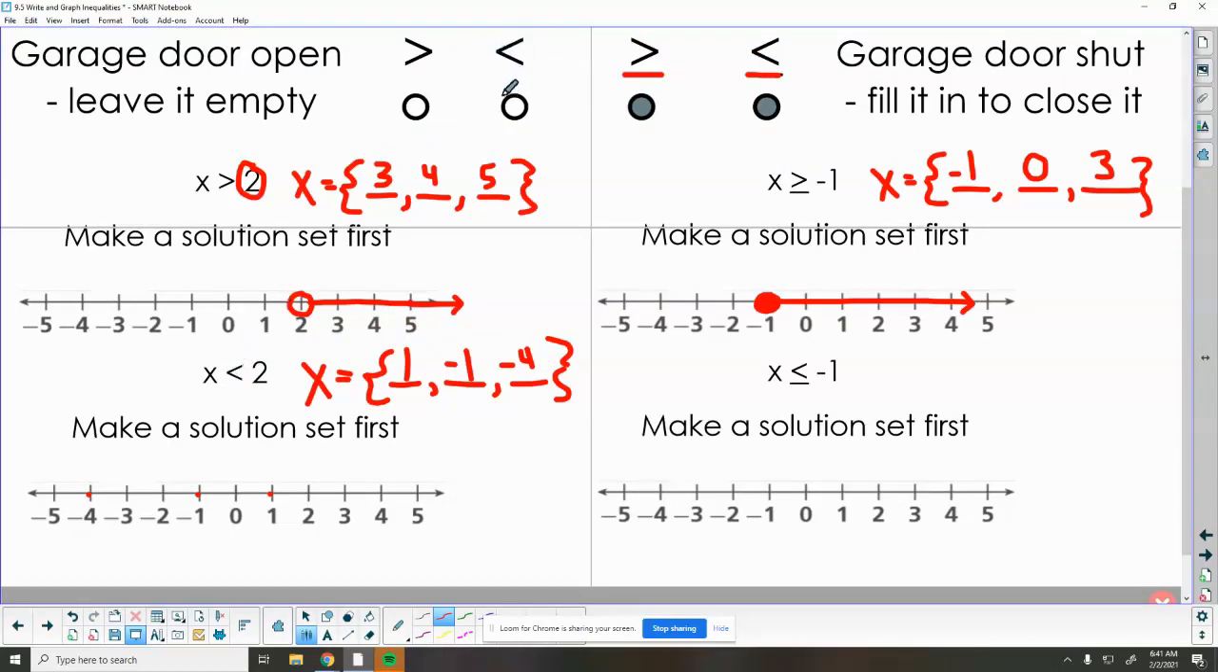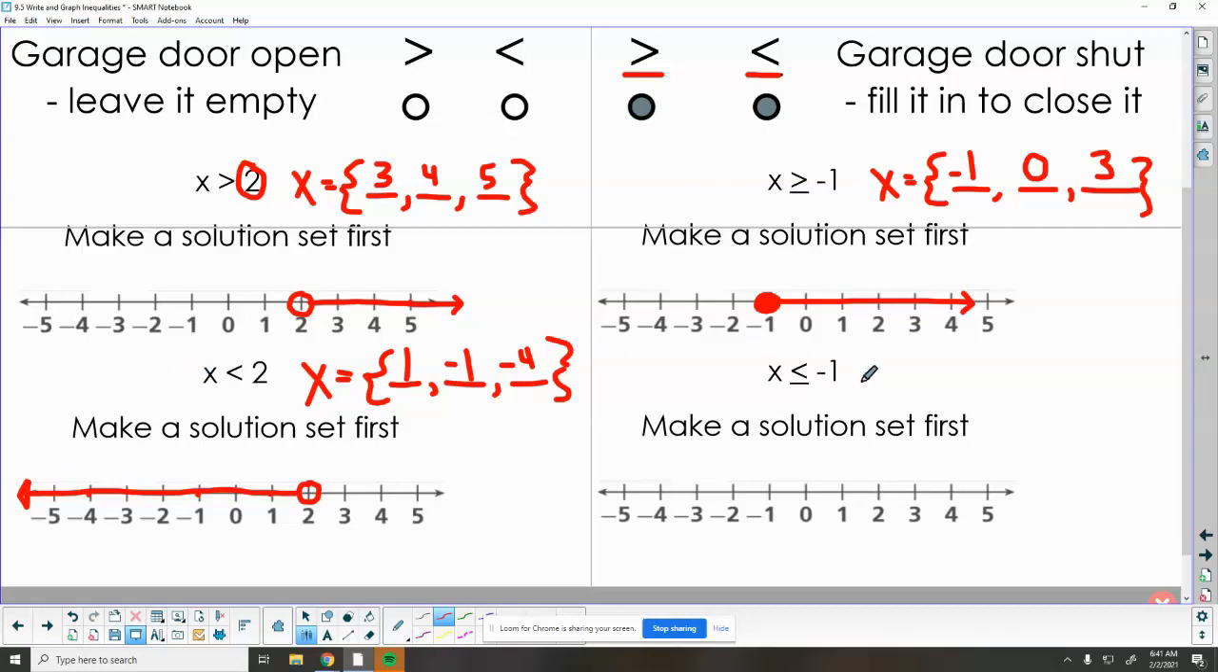Because it just has this symbol of less than here. So here's our less than. It's open, right? There's no garage door. So it's open. That 2 has escaped out. So here's where we're at. So this is saying it's not equal to 2. But I want to draw my line to connect these. It can be 1, it could be -1, it can be -4, or anything else in that left direction can be a solution to X.